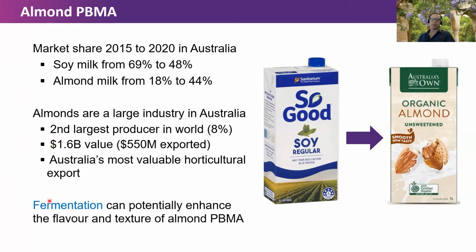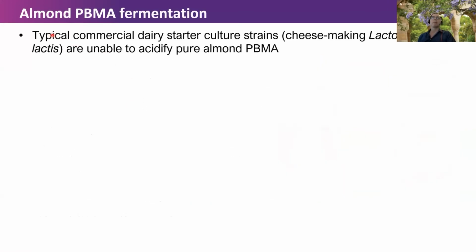So we were interested in looking at fermentation of almond milks to potentially enhance the flavour and texture of almond plant-based milk alternatives. There are some almond yogurts and so on, but we were interested in possibly making cheeses as well, and just generating new products through fermentation. The issue with fermentation is that dairy fermentations are well characterized, and there are lots of strains being used by the dairy industry. However, typical cheese-making Lactococcus strains used in the dairy industry are unable to acidify pure almond milk.